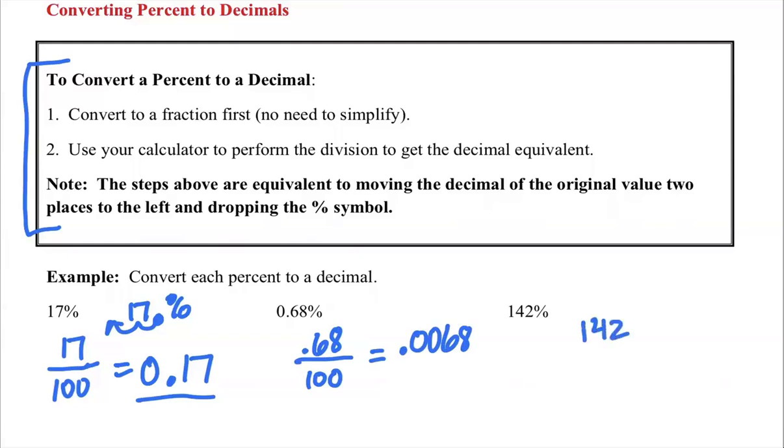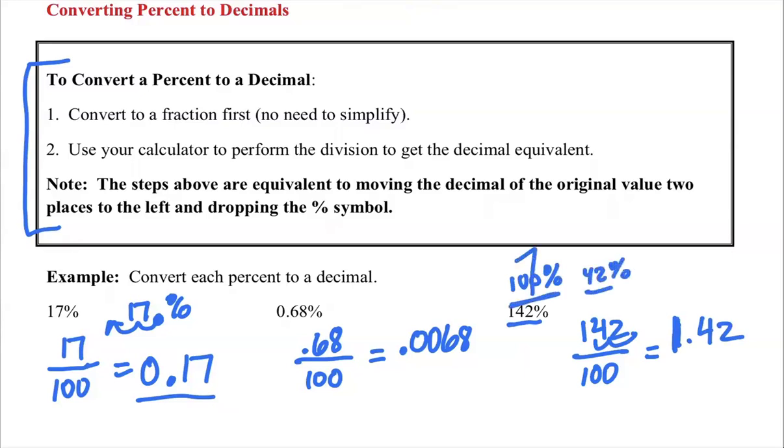Next one, 142% means 142 divided by 100. Either do that on the calculator or move the decimal 2 to the left. Right now the decimal is not present, but it's understood to be here. So moving that 2 to the left would be 1.42. And notice that this 1 is to the left of the decimal. That's 1 whole and 42 out of 100 parts. And notice that 142% is like having 100% plus 42 more percent. Here's the 1 and then here's the leftover.